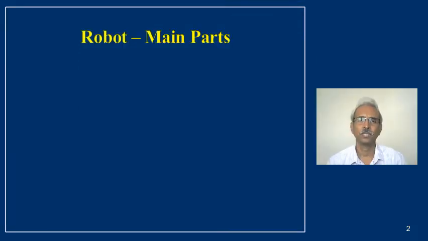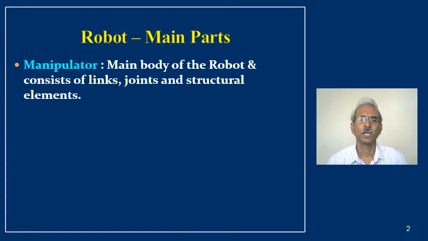And see new topics, and here the first is about the main parts of a robot. So what are the main parts of a robot? The manipulator is the main part of a robot. Probably this term is new to you because generally we call it a robo, but technically in industry at least it's called a manipulator, which is the main body of the robo, and it consists of links, joints and various structural elements.